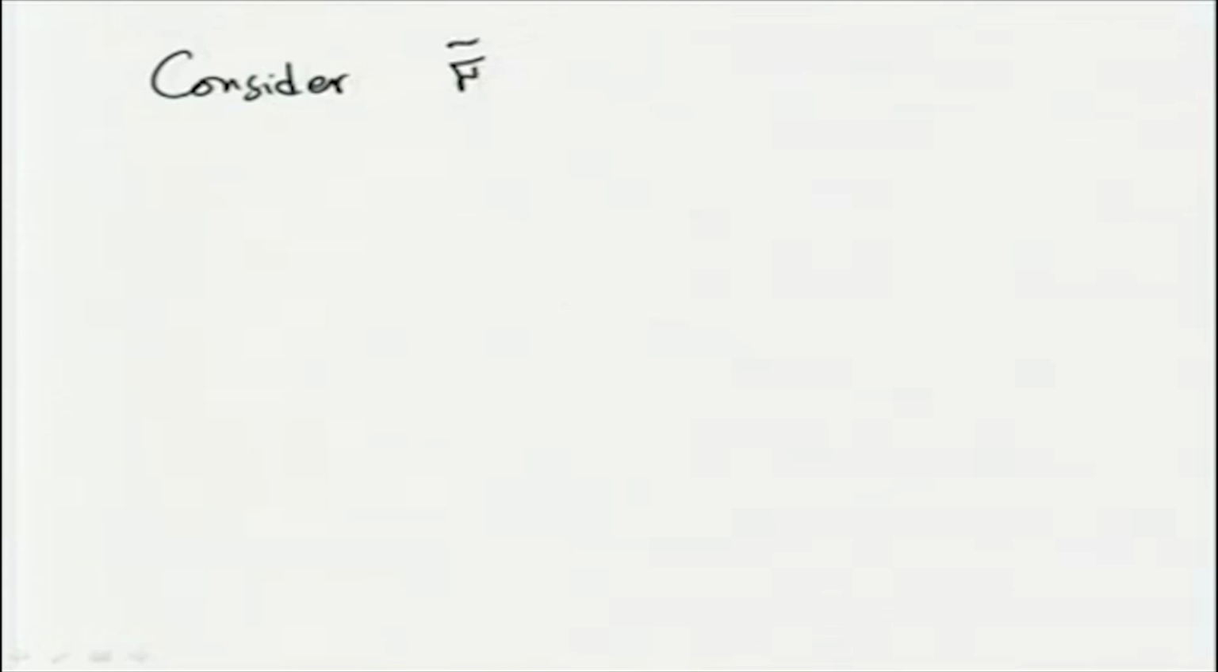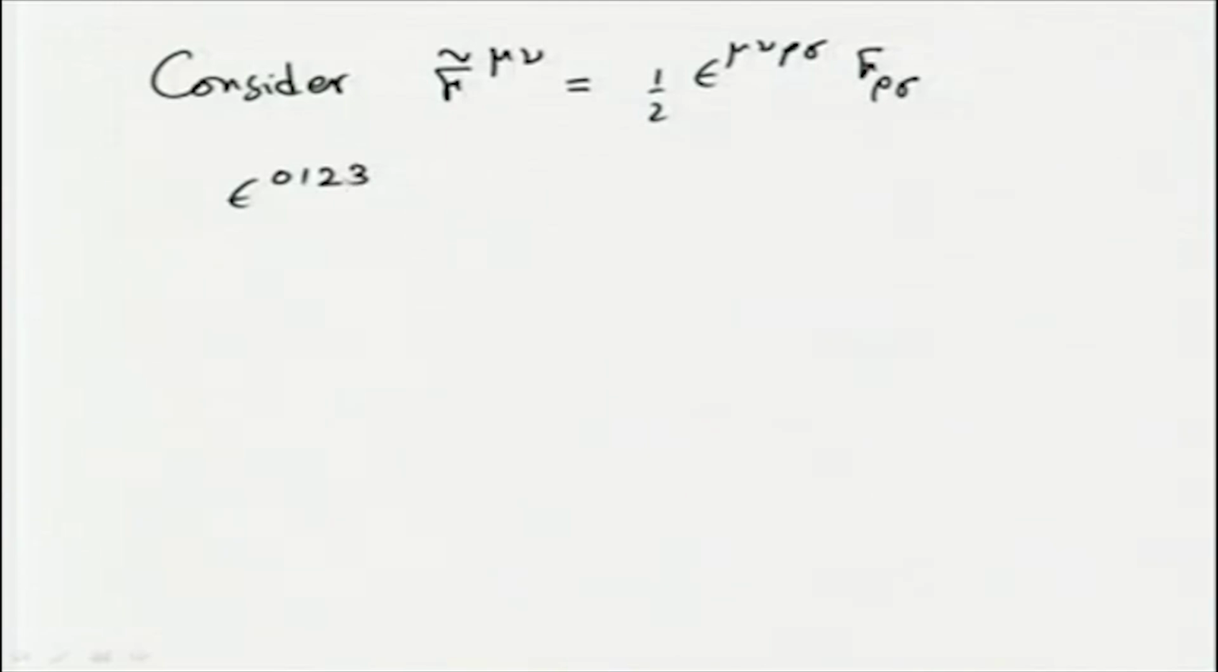which we will denote by F tilde mu nu, is equal to epsilon mu nu rho sigma F rho sigma covariant with a half factor. Here epsilon mu nu rho sigma is defined in this fashion. Epsilon 0, 1, 2, 3 is equal to plus 1 and it is fully antisymmetric.